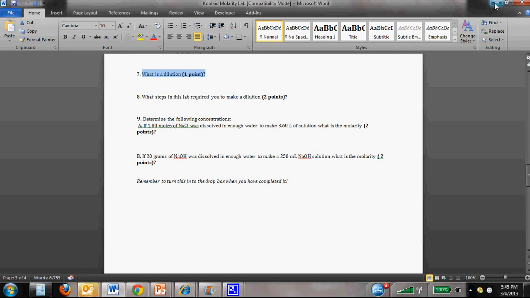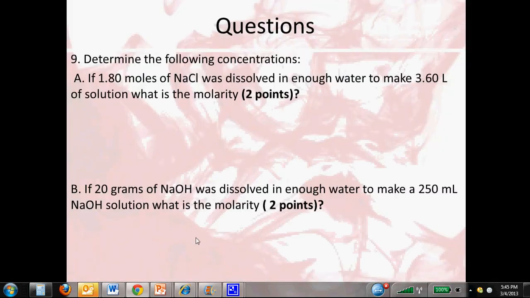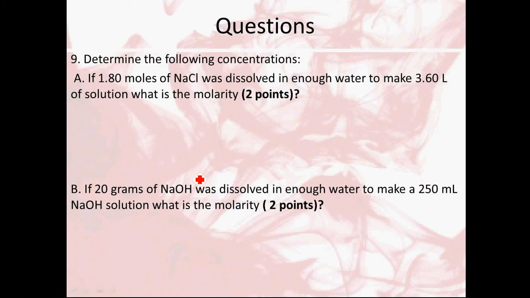Alright, so number 9 is basically the only other one I feel like you should struggle with in completing this lab. So we're going to talk about that together. And we did go over calculating molarity on Wednesday of last week, so this is just a review for you guys. So A says if 1.8 moles of sodium chloride was dissolved in enough water to make 3.60 liters of solution, what is the molarity?